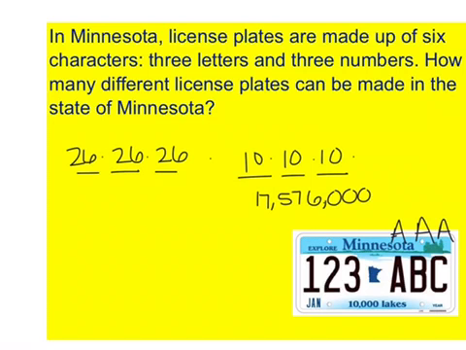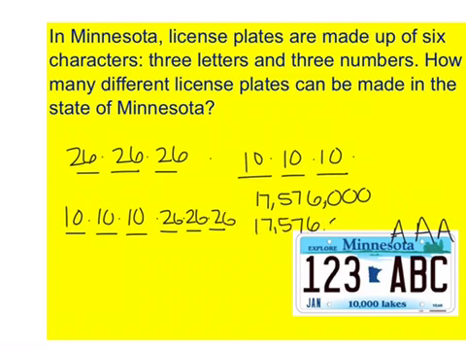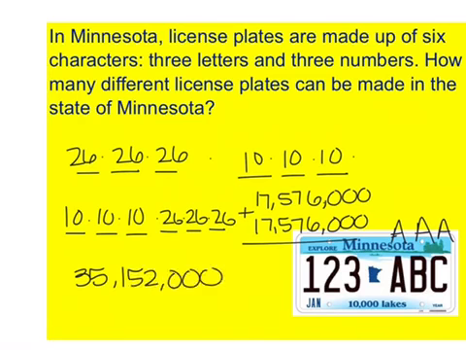Now here's what we have to remember. In Minnesota, it doesn't matter if the letters come first or the numbers come first. So I could also do 3 numbers and then 3 letters. This is still going to give me the same number, 17,576,000. So if I add those together, I'll get my total number of ways that I can create a license plate in Minnesota. And I ended up with 35,152,000 different plates.